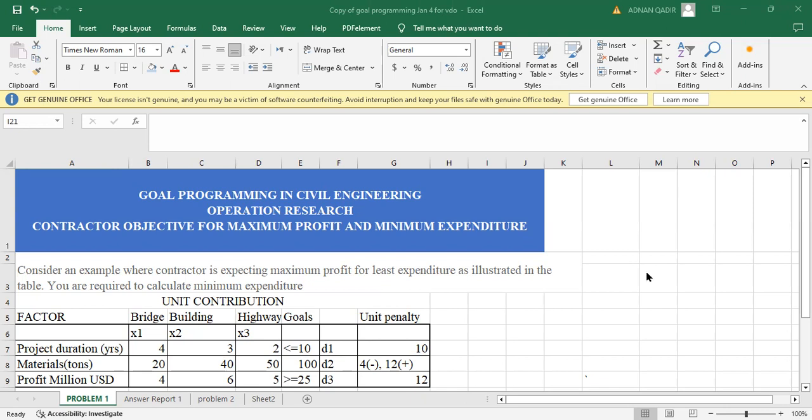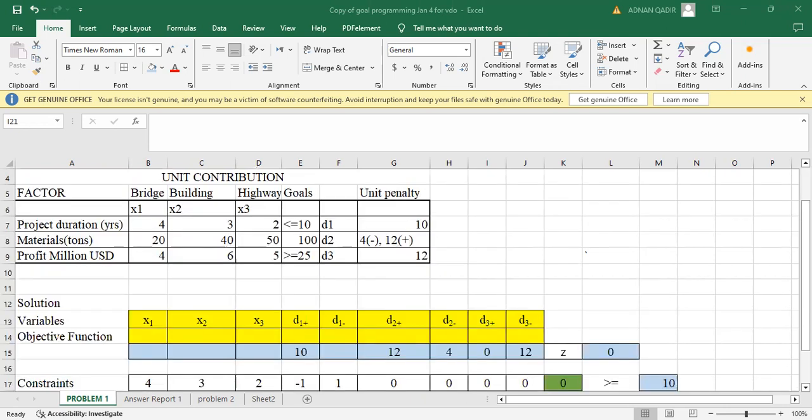So let's begin today. We have to consider an example where a contractor is expecting maximum profit for least expenditure, as illustrated in the table. We have to calculate the minimum expenditure using these goal programming concepts. So let's see what this table is all about.